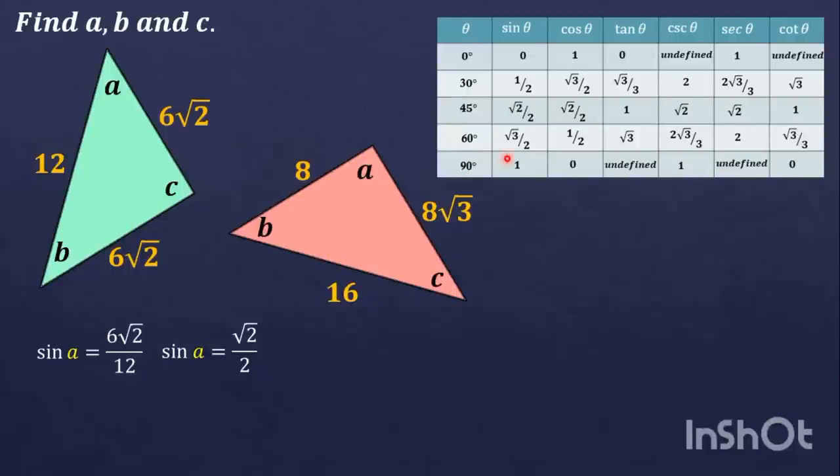Okay, silip ka dun sa ating table. So, your sine square root of 2 over 2. Ano po ba yung sa sine natin na square root of 2 over 2? That is 45 degrees. So, the measure of angle A is equal to 45 degrees. Kasi nakuha mo, square root of 2 over 2. So, sine square root of 2 over 2 is 45 degrees. So, ang measure po ng angle na to ay 45 degrees.